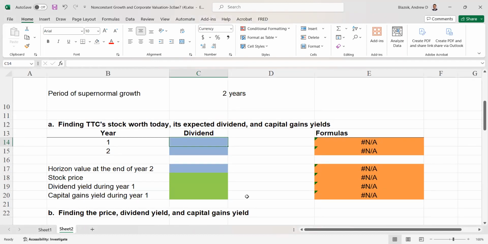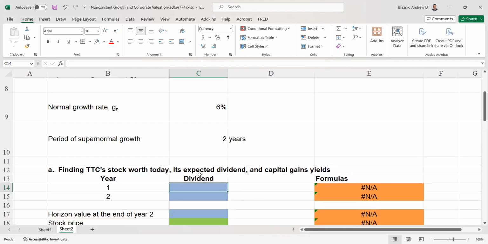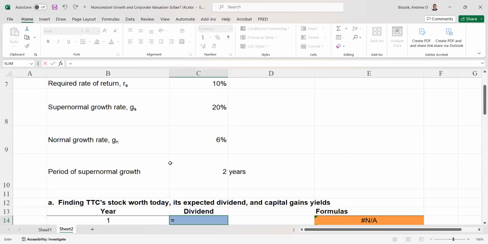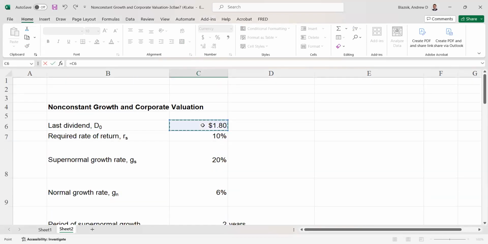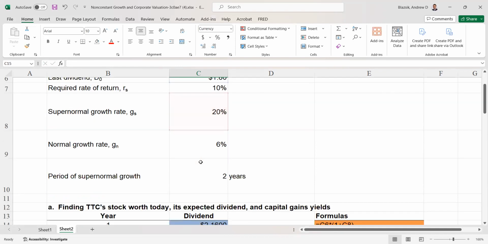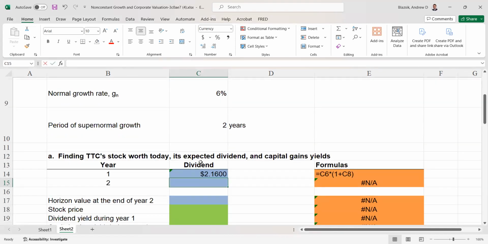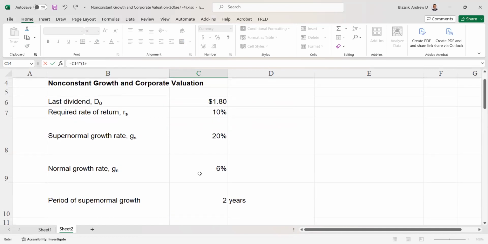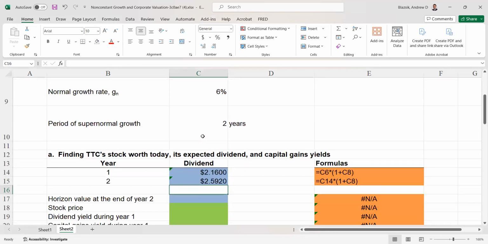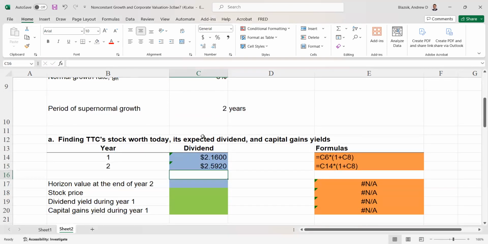The original sheet was protected cells. So we want to find out what's the dividend in the first year. I'm going to say equals the dividend today that was just paid times 1 plus the supernormal growth rate. So that's going to be the dividend in the first year. And then the dividend in the second year would be the previous dividend times 1 plus the super growth rate. Close it. Then we got the dividend for the second year.